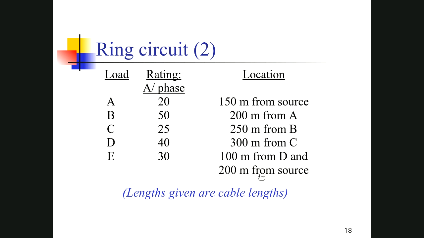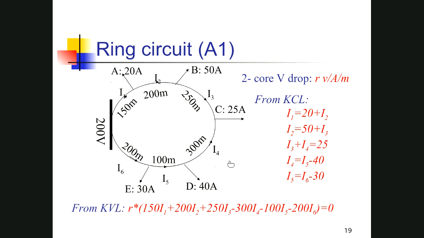For good understanding of it, let's look at the next slide, where I have drawn a simple circuit of it. Now we are looking at the ring circuit itself. The ring circuit is a two-core cable. Starting from the 200 volts source, we have a two-core cable.